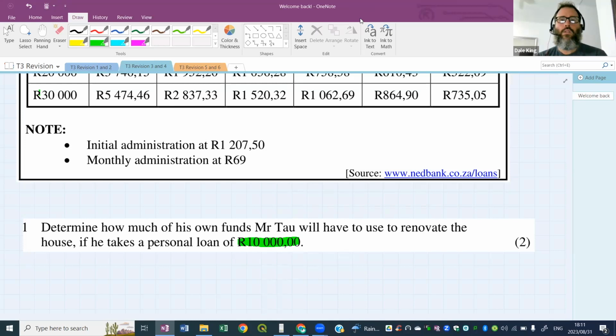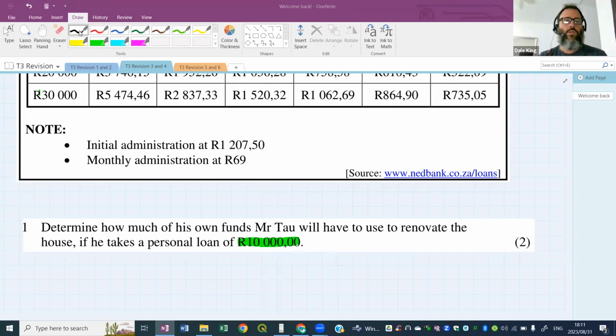We should see answers coming up in chat there. You guys should be able to work that out. The renovation costs 25,000. The loan he wants to take is 10. So how much of his own money? Yes, yes, yes. We all got it. Good. How much of his own money will he have to pay? Yes. All right, good. The answers are coming through. He's going to have to pay, good, 15,000 Rand.